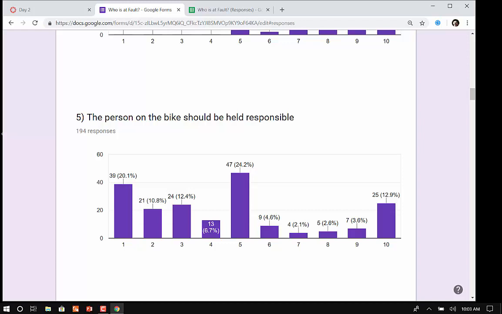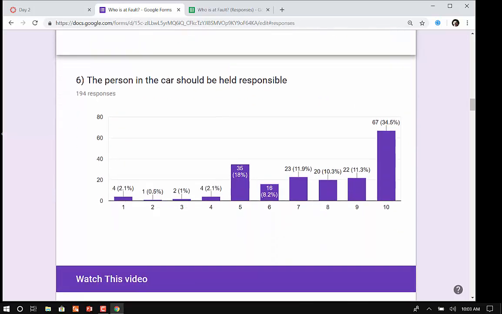What do you notice? There's much stronger leaning toward the middle, but the leaning for the middle was at the first one. But look at this. That wasn't there before for who's at fault. But this is also still there. So this is there, but that changes. Okay, so we look down. Now the person in the car should be held responsible. Majority of the people thought the person in the car should be held responsible. From 5 and up. Very few people said no.